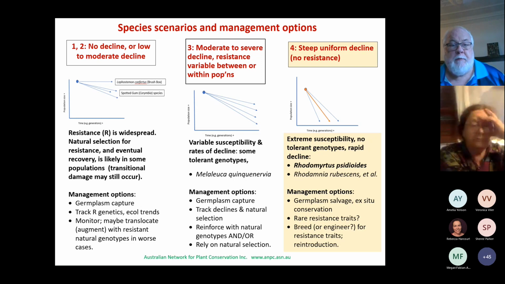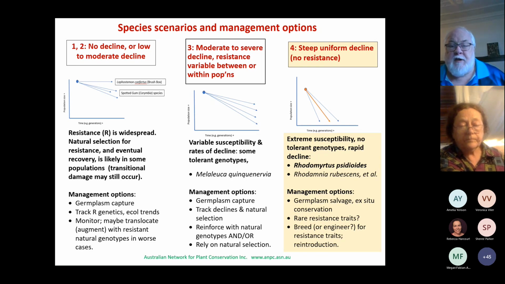Scenario two, in the same left-hand column, is where things get hit, but at a relatively moderate level. We still ideally would need to know what's going on and how that's affecting the evolution and genetics of those species and their flowering, flower set and fruit set. We haven't got the monitoring capability to be able to do that, but basically it's less of a worry than the other scenarios. The middle column is the species with variable susceptibility and therefore variable rates of decline.